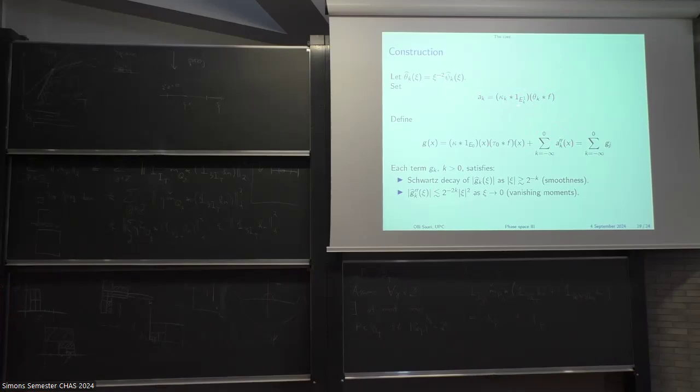Then there is the region in the middle where you really don't have so much going on, and then in the end you have added some bound. And now with this modification, we will have the Schwartz decay because we are smooth, and we will have the vanishing moments in the sense that we have good decay towards zero.